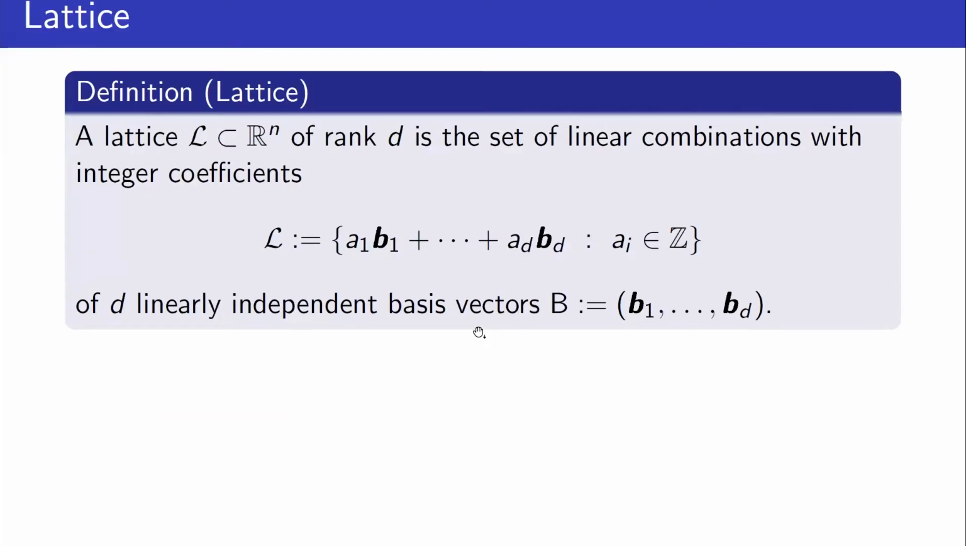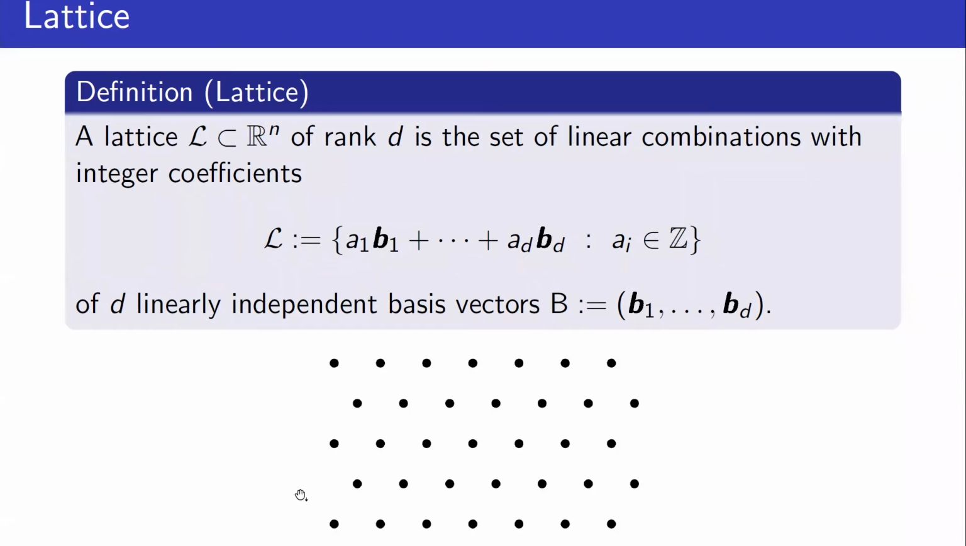So first of all, the definition of a lattice. A lattice is the set of linear combinations with integer coefficients of some linearly independent basis vectors. And over here, I have a very simple two-dimensional lattice.